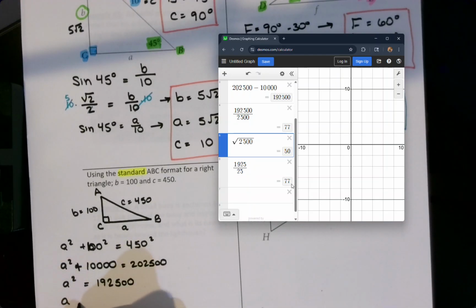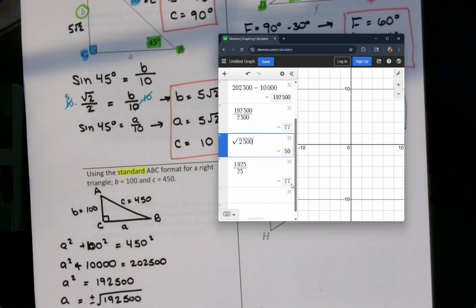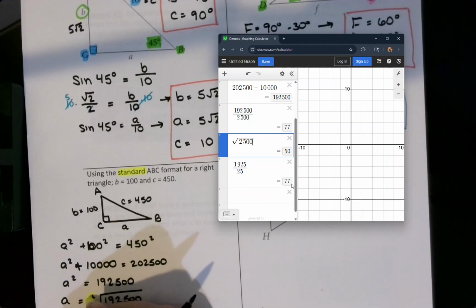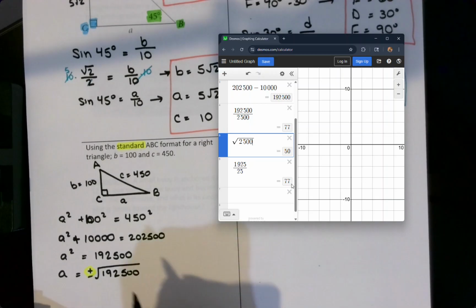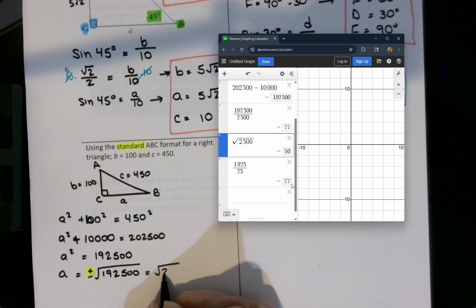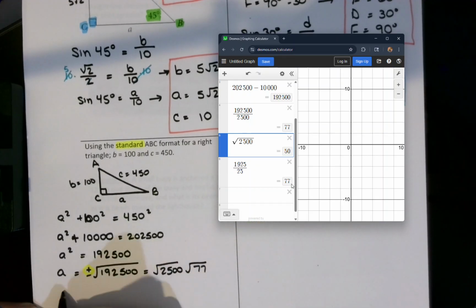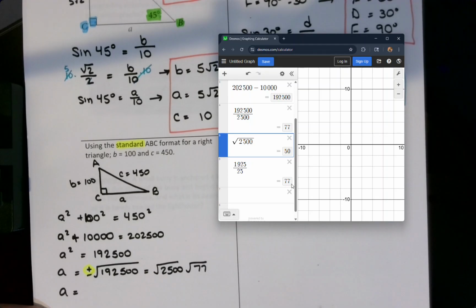So A is going to be equal to plus and minus the square root of the 192,500. We are going to select the positive square root. Still in this section of the chapter, we're not dealing with our position on the XY grid, so everything is positive. That'll change soon. But for right now, we're still positive. And we said we could write this as the square root of 2,500 times the square root of 77. So A is going to simplify as 50 times the square root of 77. Okay.